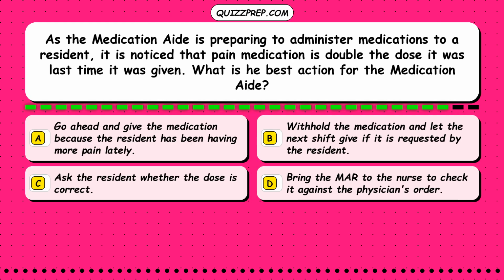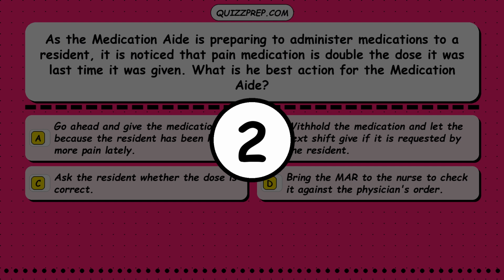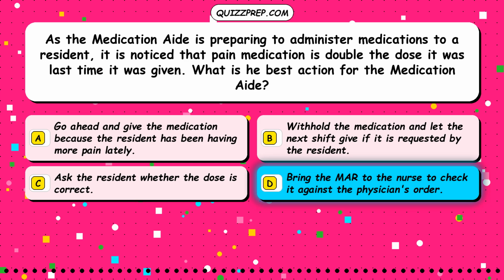Question 74. As the medication aide is preparing to administer medications to a resident, it is noticed that the pain medication is double the dose it was last time it was given. What is the best action for the medication aide? Option A, go ahead and give the medication because the resident has been having more pain lately. Option B, withhold the medication and let the next shift give it if it is requested by the resident. Option C, ask the resident whether the dose is correct. Option D, bring the MAR to the nurse to check it against the physician's order. The correct answer is option D, bring the MAR to the nurse to check it against the physician's order.